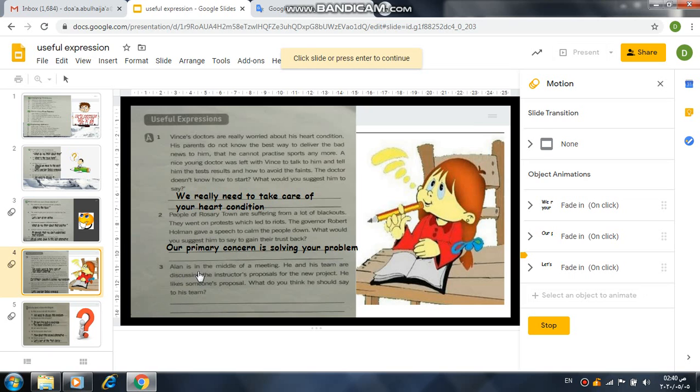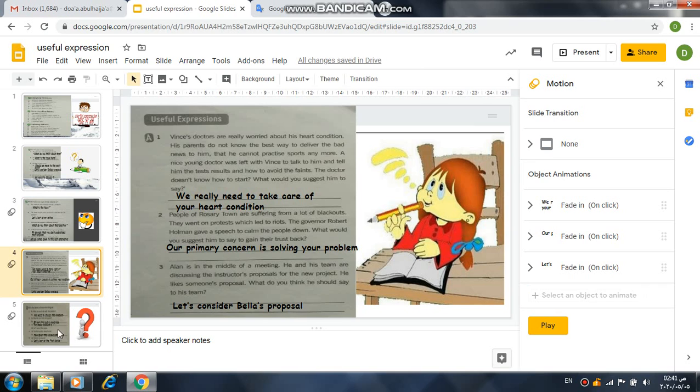Number 3, Alan is in the middle of a meeting. He and his team are discussing the instructor's proposals for the new project. He likes someone's proposal. What do you think he should say to his team? Because he likes someone's proposal, I think we will use: let's consider Spell's proposal, from number 3, which is exploring options. Now, please, my students, check your answers and let's go to exercise B.